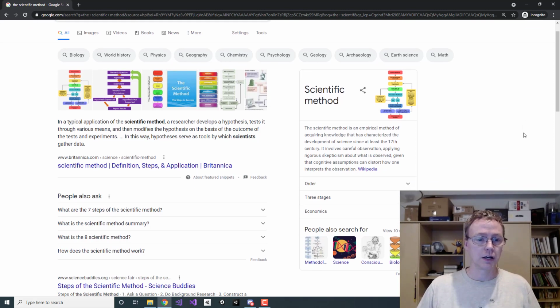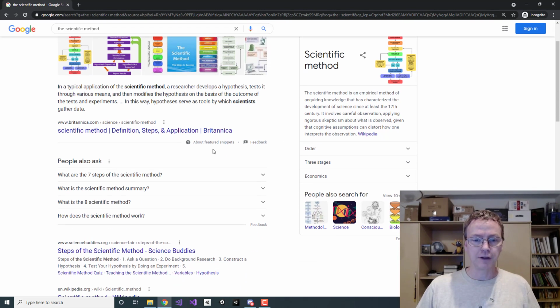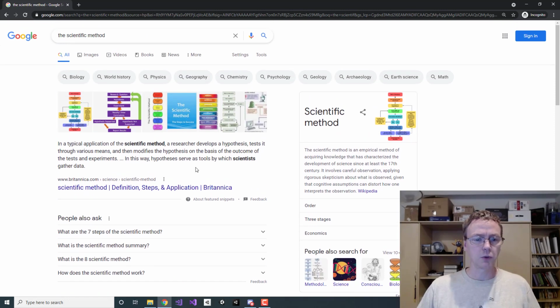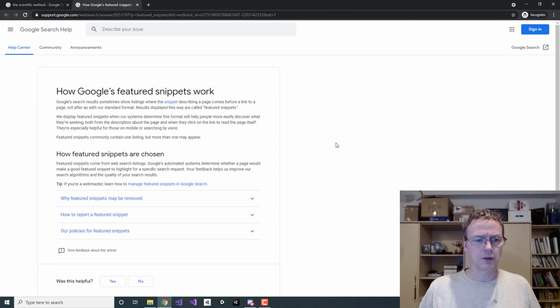Here we go. The scientific method. First one is a featured snippet, not an ad, so I think that counts. This is what Google wants me to do. You know what? Somebody out there in internet land, explain to me, what is a featured snippet? You know what? Let's just find out right now. What is a featured snippet?